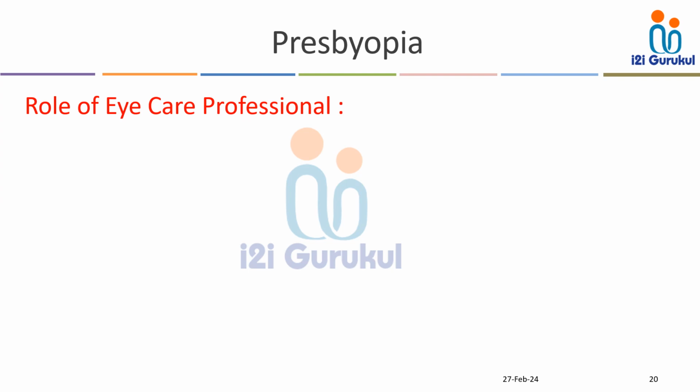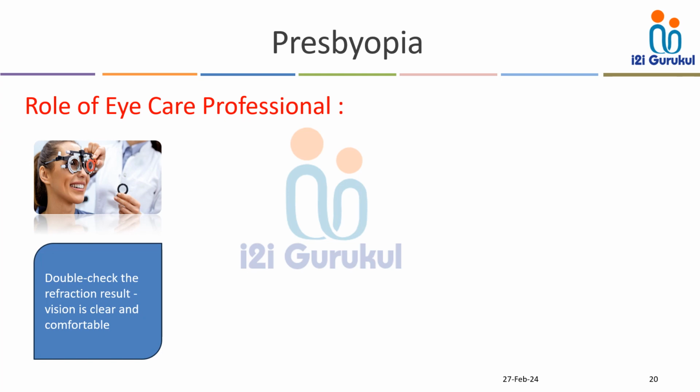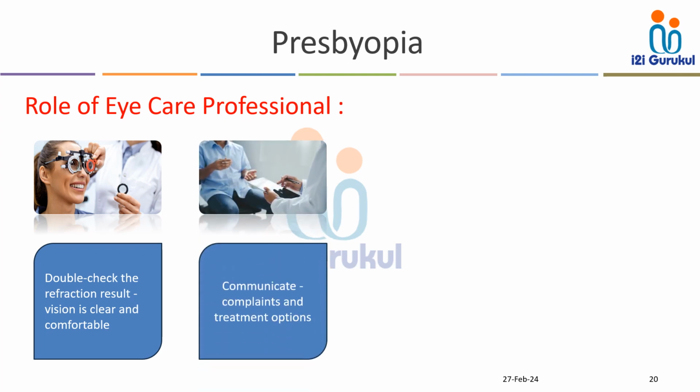So as eye care professionals, what is your role in presbyopia? Identify the presbyopia, communicate with the presbyopic people, and communicate the correct way and the prescription methods that patients are going to get from you. After the refraction, double check the result, check the patient's vision and whether it is clear and comfortable, whether they are okay with your prescription. Clear communication regarding the disease and the treatment opportunities should be well communicated to the patients as well as their parents or attendants.